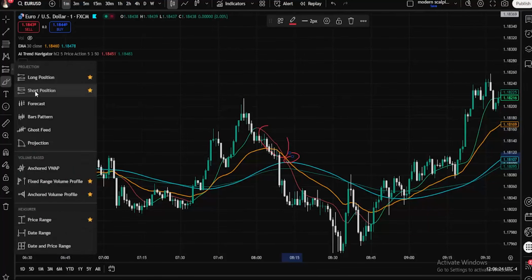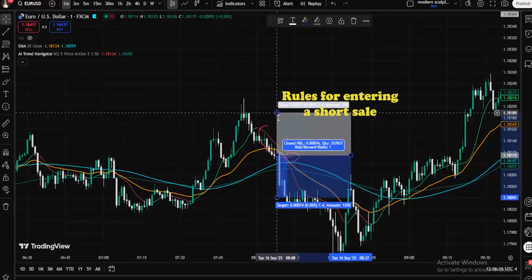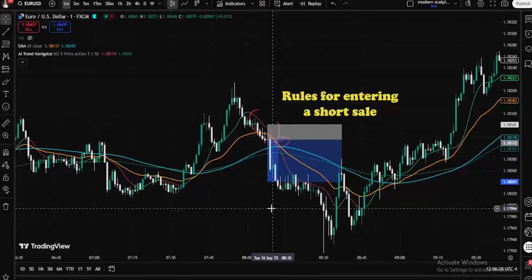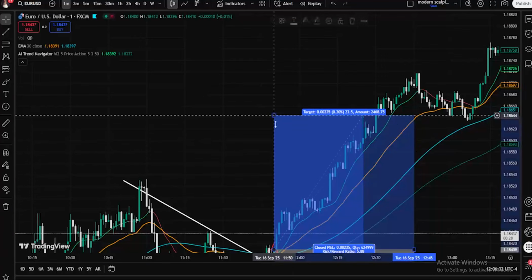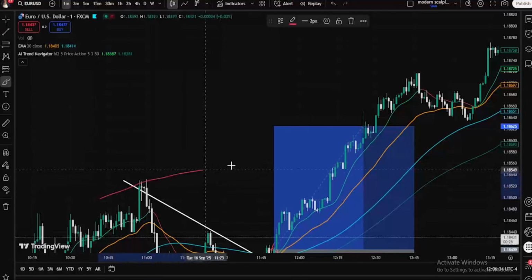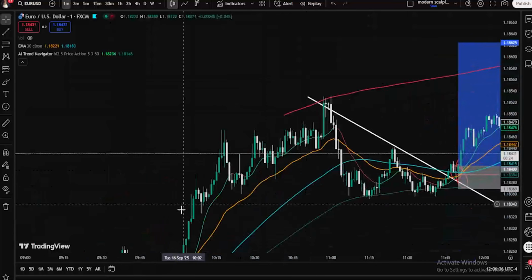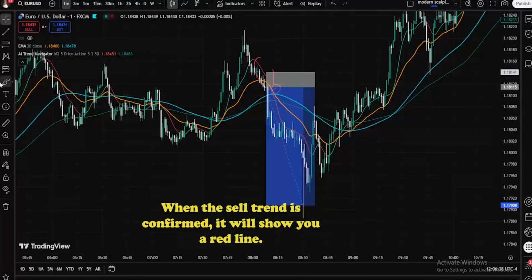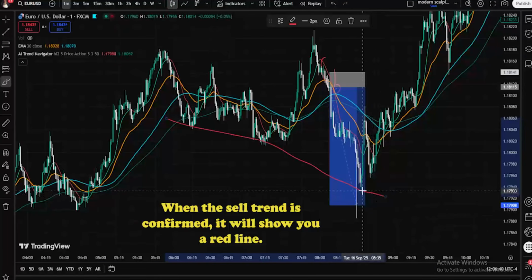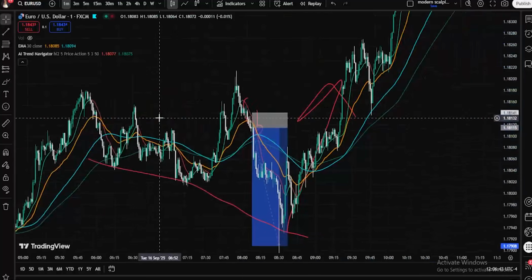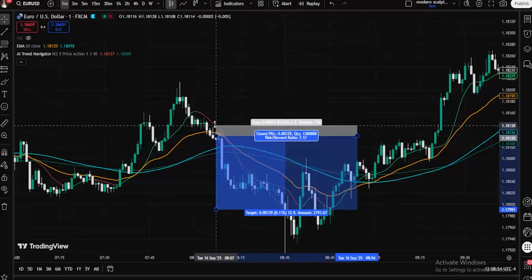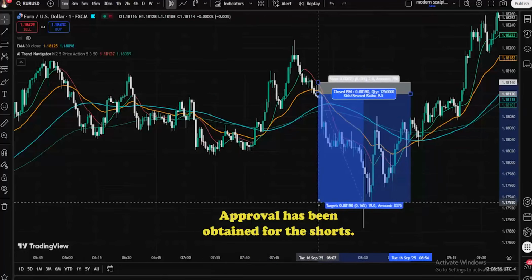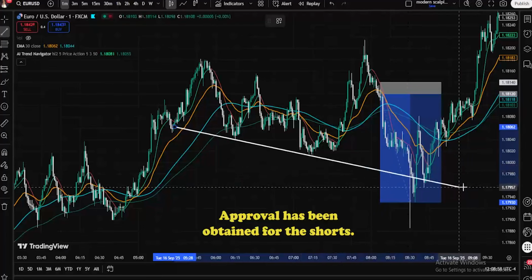Inverse cross: rules for entering a short position. EMA gives a bearish cross, that is, EMA 30 crosses EMA 35 from above, a sign of the beginning of selling pressure. AI Trend Navigator gives a bearish signal, down signal or red color, confirmation that the market is in a downward trend. Enter the trade as soon as the candle closes after the cross, and AI confirms it.